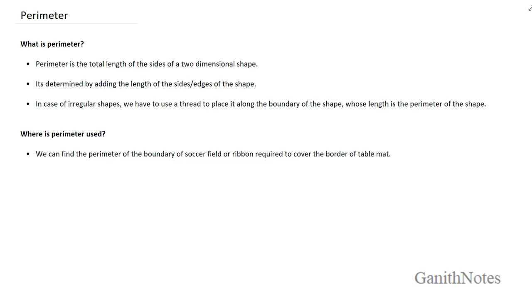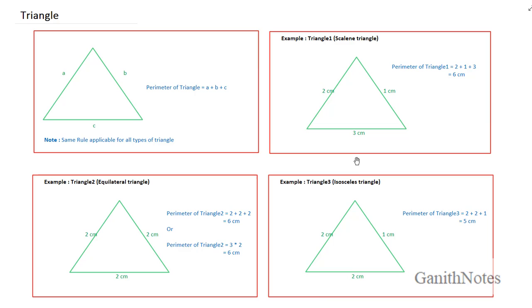So let's move on to the different geometrical shapes where we find the perimeter. First, we will deal with the triangle. A triangle is a geometrical shape which is three-sided. In the figure shown, we have side 1 of length A, side 2 of length B, and side 3 of length C.